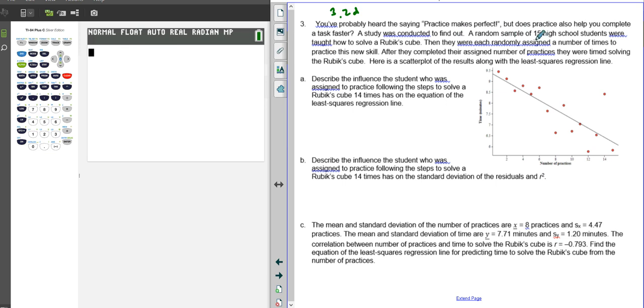A random sample of 15 high school students were taught how to solve a Rubik's Cube. They were each randomly assigned a number of times to practice the skill. After they completed the assignment, they were timed solving the Rubik's Cube. You can see the time in minutes, followed by the number of practices. Here is a scatter plot of the results with the least squares regression line. Pretty cool.